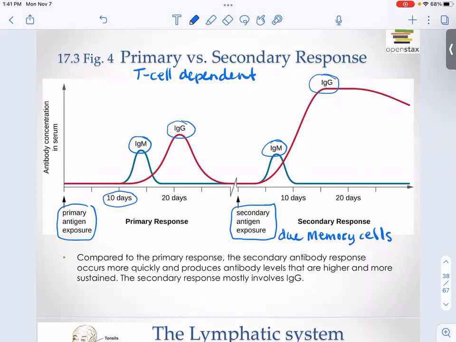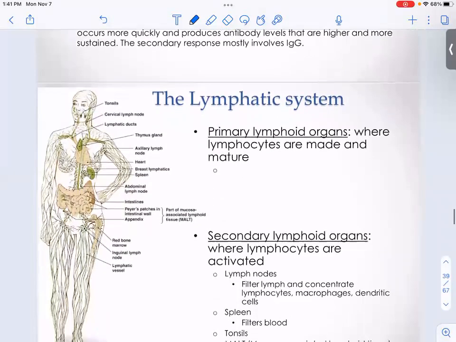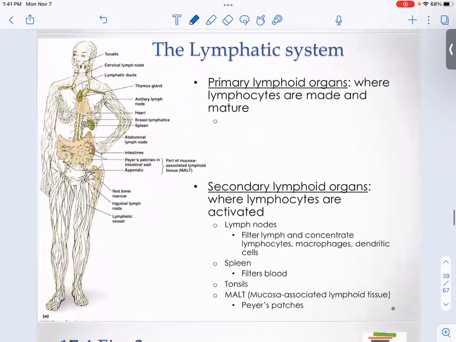So why does it take so long to get antibodies made? Well, that leads us to a little bit more thorough discussion of our lymphatic system, and then we'll get to how T cells become activated and what they do. So this might be a little bit more familiar. Probably a lot of you know your anatomy a lot better than I do.